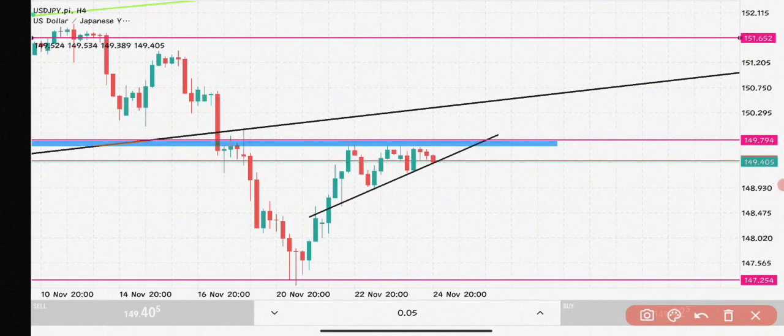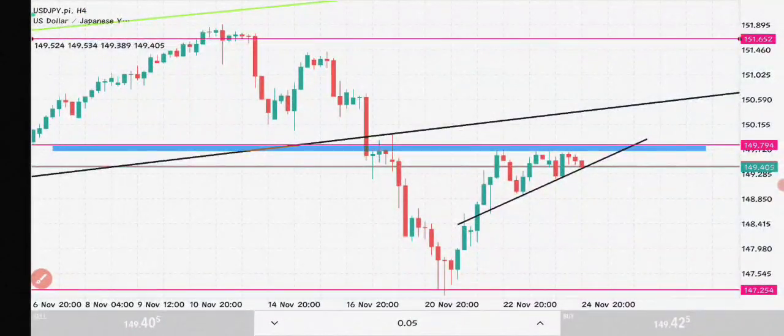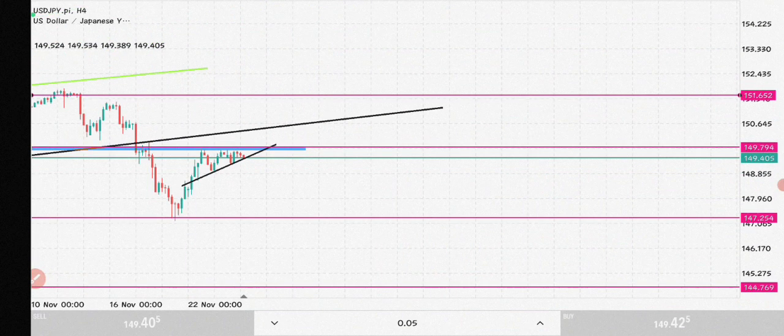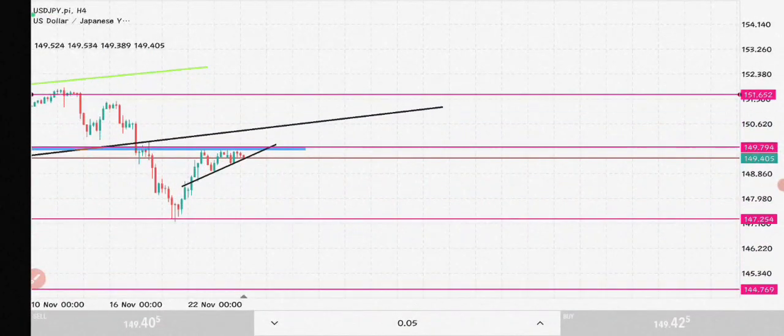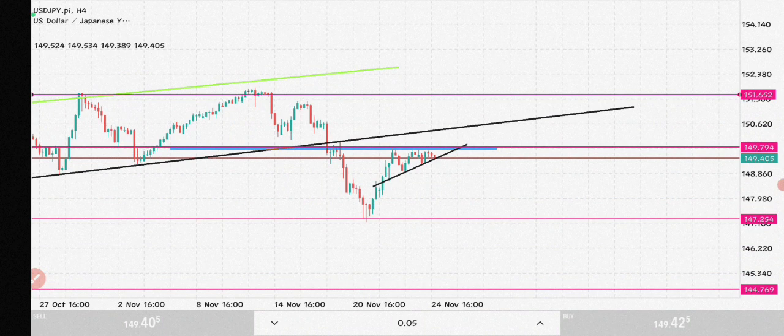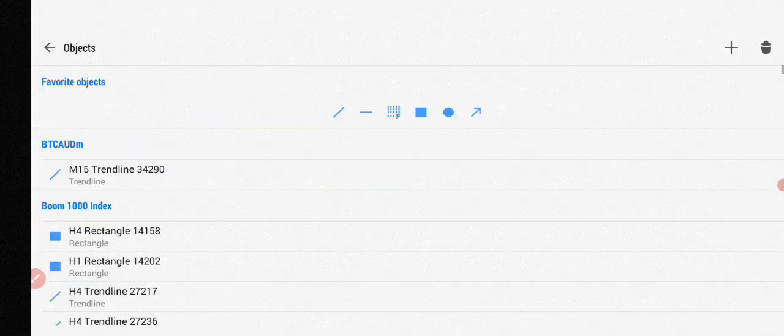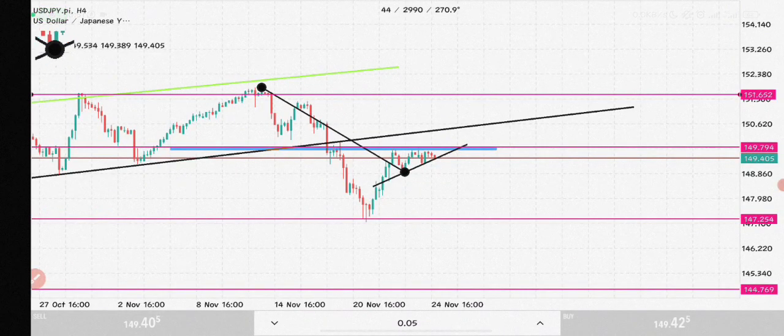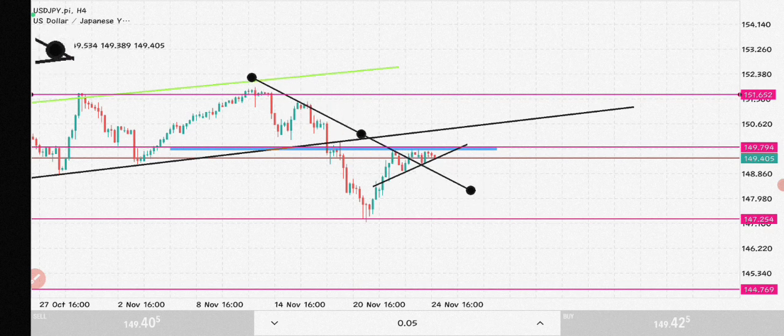And I can even see a trend line. Let me zoom out a bit and see if the trend line is valid. Okay, let's see what it's going to give us. It's not a good trend line. It's not good enough.